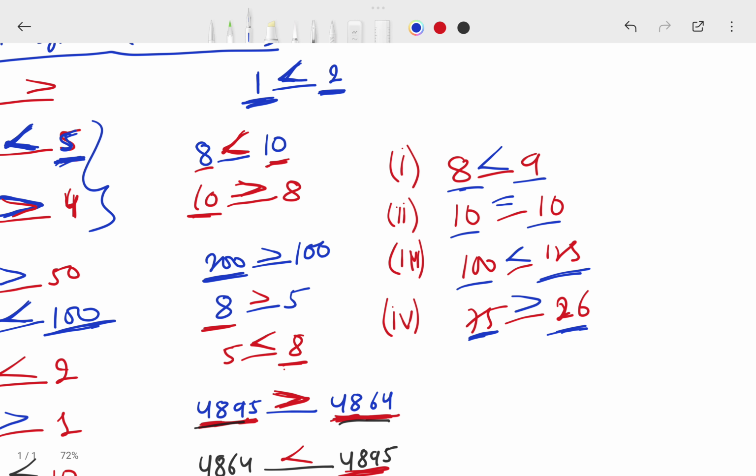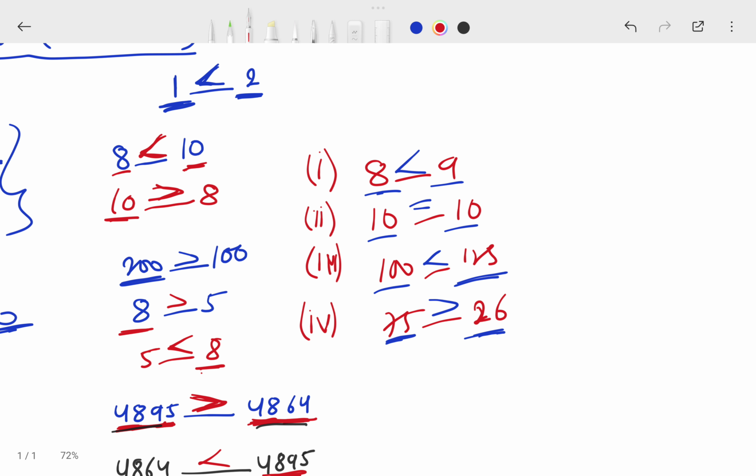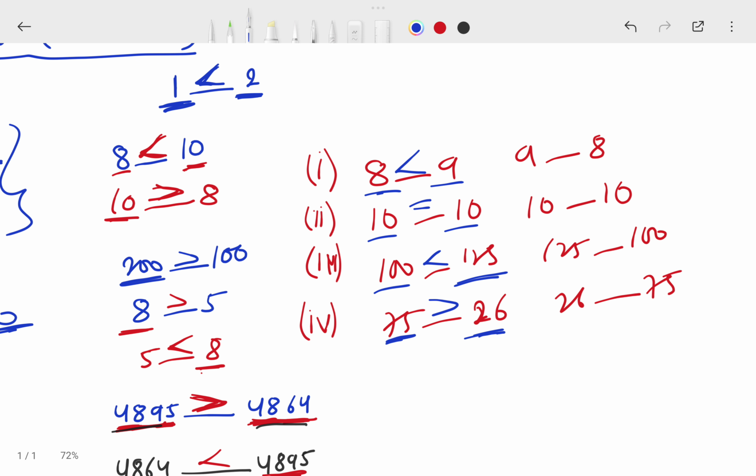Is it clear? Right, so now I will write this opposite: 9 or 8, you have to find. 10 and 10. Now this is 125 and 100. Both are the same questions, but I changed the order. Now you can tell me, 9 or 8, which is greater? 9 is greater, so its mouth will be like that.